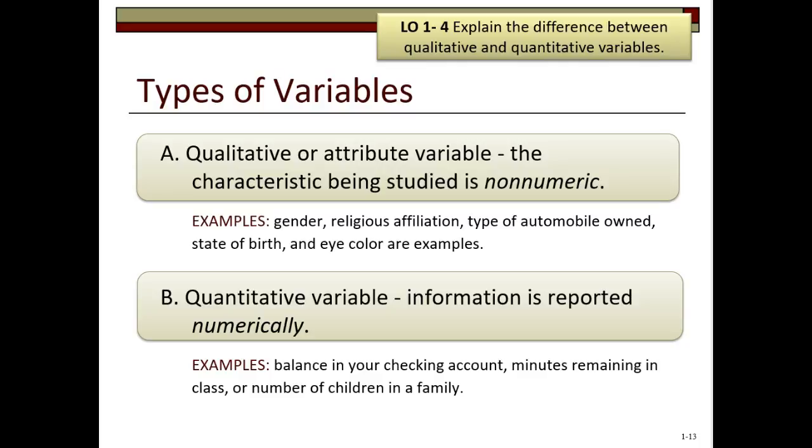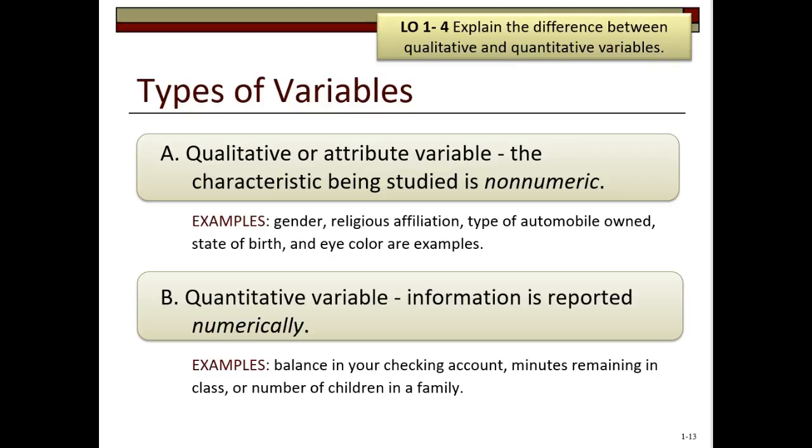In studying a population of interest, we normally investigate a variable or set of variables. We classify variables into two forms, qualitative or quantitative. A qualitative variable, also known as an attribute variable, is one where the characteristic being studied is non-numeric. Examples of qualitative variables include gender, ethnic group, or state of birth.